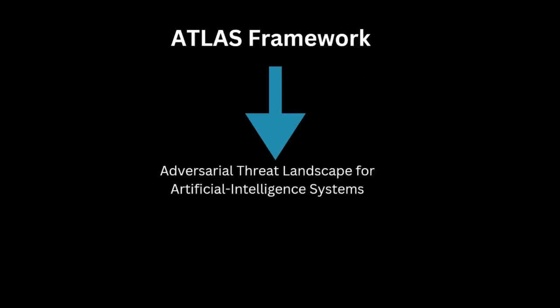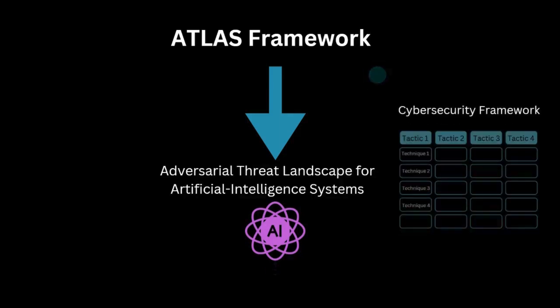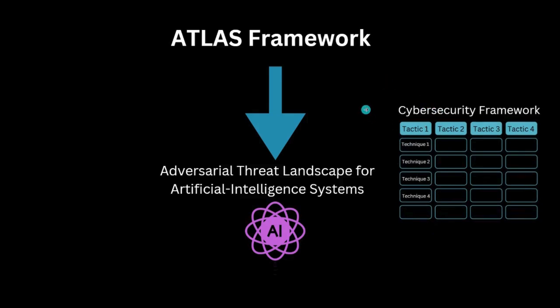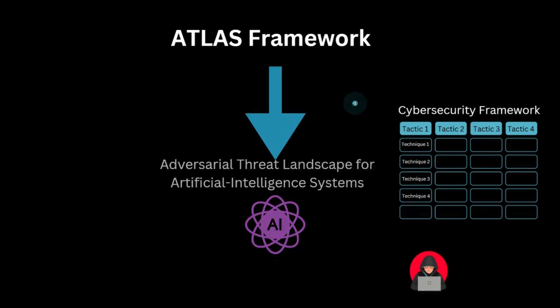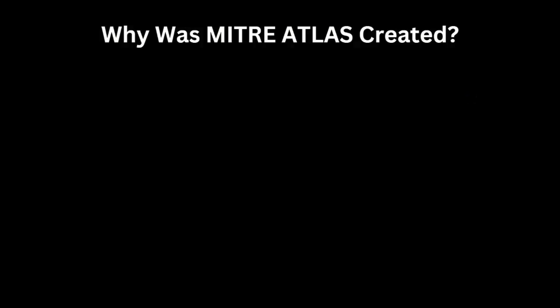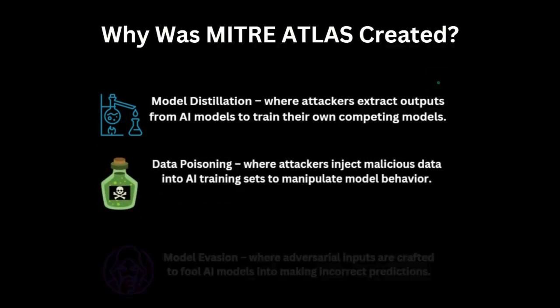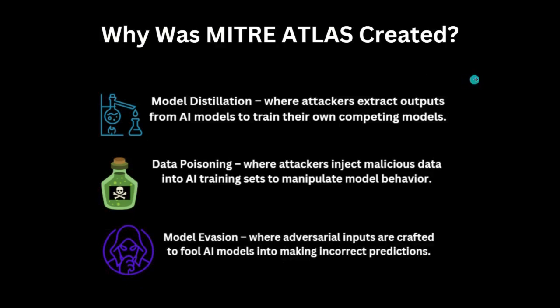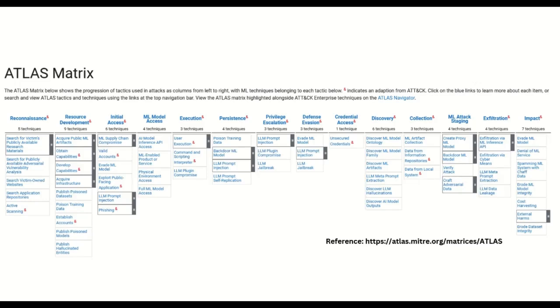Now, ATLAS stands for Adversarial Threat Landscape for Artificial Intelligence Systems. It is a cybersecurity framework consisting of tactics and techniques that adversaries use to target AI systems and machine learning systems. Why was a separate framework created, and why was the earlier ATT&CK framework not enough? As artificial intelligence and machine learning technologies became widely adopted, new attack vectors emerged that were not covered by ATT&CK. AI systems today face unique threats such as model distillation, data poisoning, and model evasion, which require a specialized approach. To address this gap, MITRE developed ATLAS. ATLAS is specifically designed to categorize and analyze security threats targeting AI and ML models. Just like ATT&CK helps with traditional cybersecurity, ATLAS helps organizations understand and mitigate AI-specific risks.